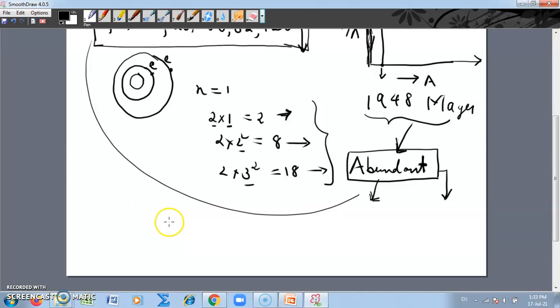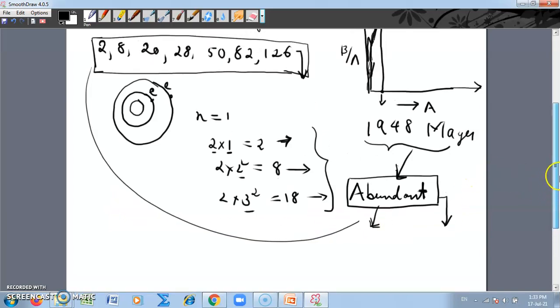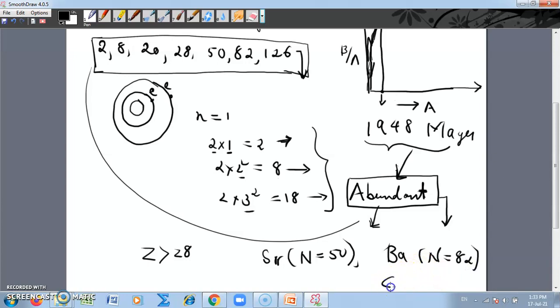So there are several evidences about it. Suppose above Z equal to 28, that means Z greater than 28, the only elements which have isotopic abundance are strontium with N equal to 50, then barium with N equal to 82, and cerium with N equal to 82. So you see, these are all magic numbers, isn't it?